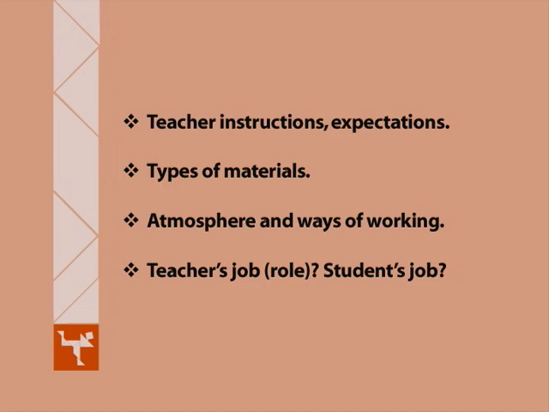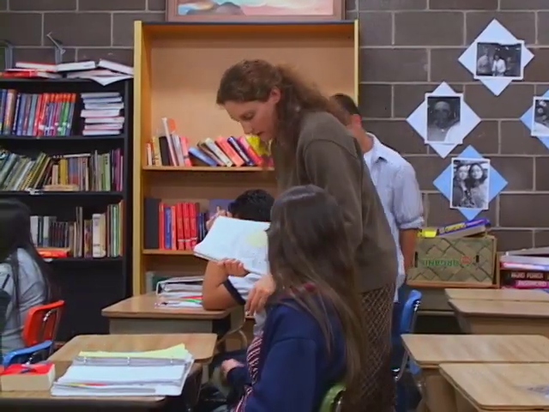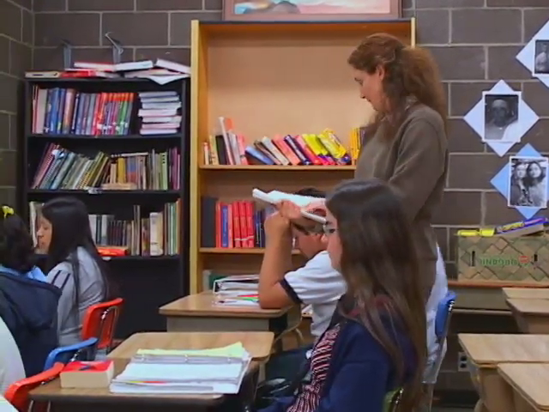Video segment number 2. For peer feedback to be effective, the teacher must give clear guidelines to the students. They must know exactly what they are looking for and how to give feedback on it. Look for the teacher's instructions and expectations, the types of materials students are using, the atmosphere in the classroom, and the ways in which students work together. Also ask yourself, what is the job or role of the teacher in this activity, and what is each student's job?